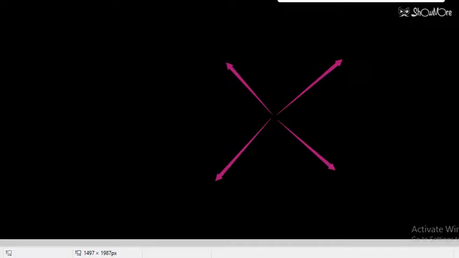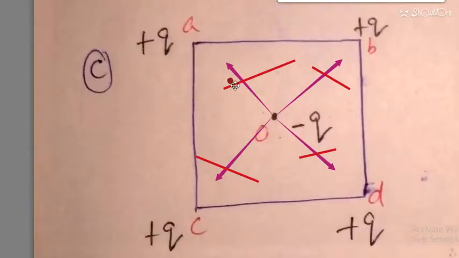So they will cancel each other. So net force at the central charge will be 0. Net force at the central charge which is placed at O for the third case will be 0. So we have solved the third question also.